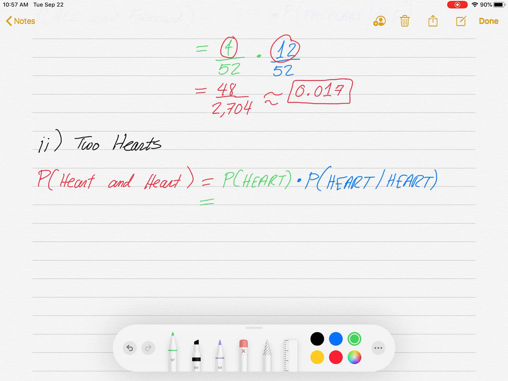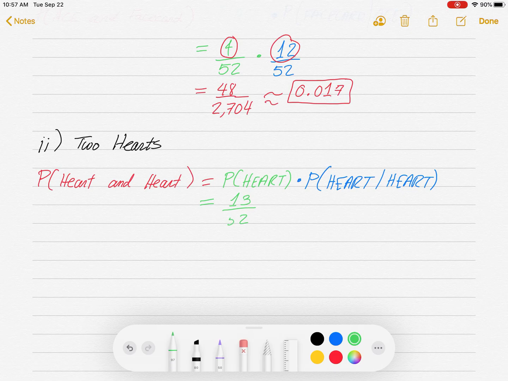Okay, so we're going to do the green first. What's the probability of getting a heart? I pull a card from a deck. How many hearts do I have? 13, right? There are 13 hearts, 13 clubs, 13 spades, 13 diamonds. I got 13 ways to get a heart out of a total of 52 cards.